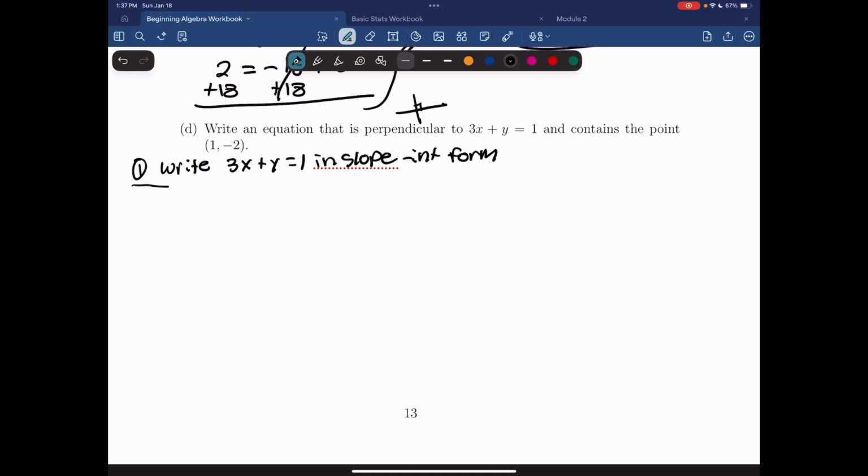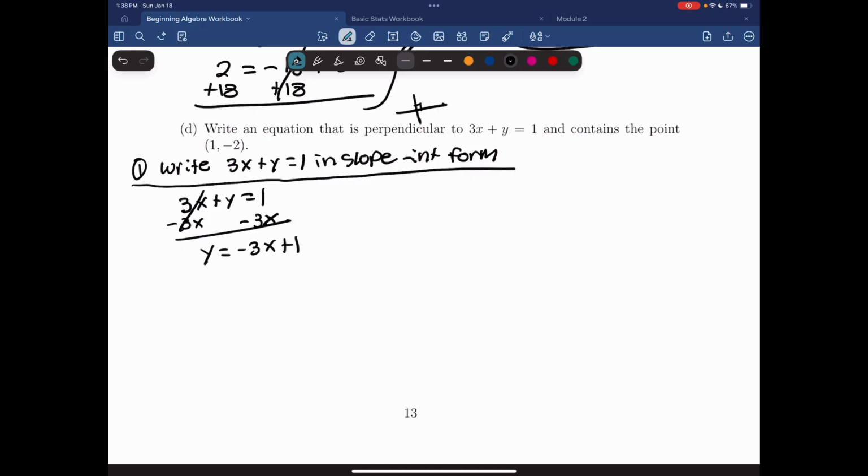I'm doing this because we are more familiar with slope-intercept form. So we're going to say 3x plus y equals 1. To get this in slope-intercept form, recall I'm going to solve for y. And to do that, I'm going to subtract 3x on both sides. We get y equals 1 minus 3x, but I'm going to write this as -3x plus 1.